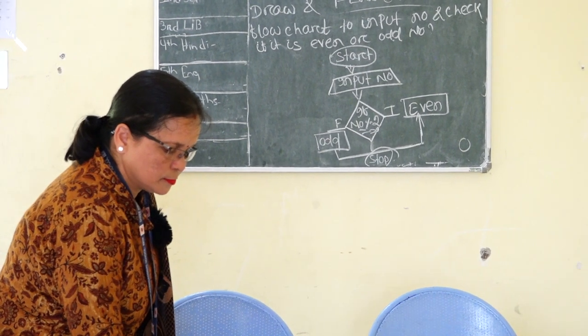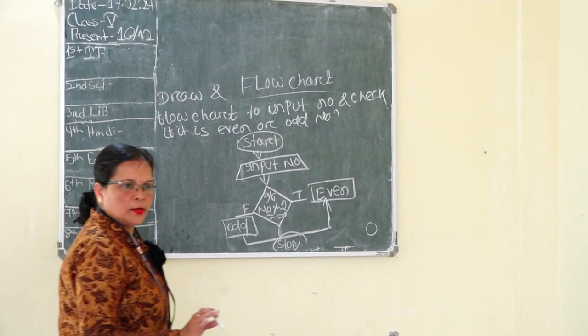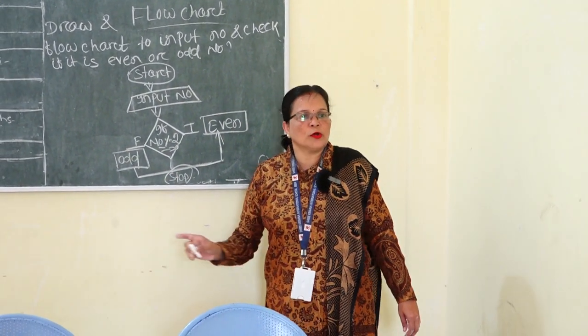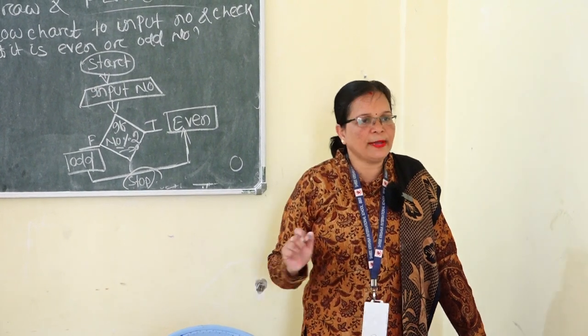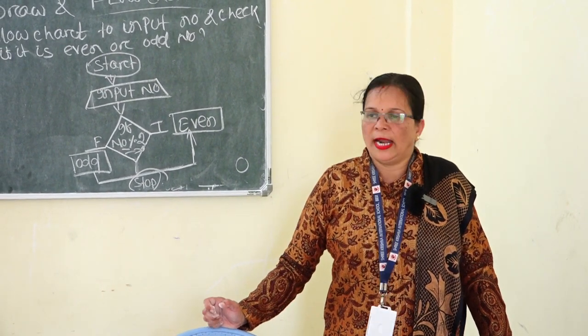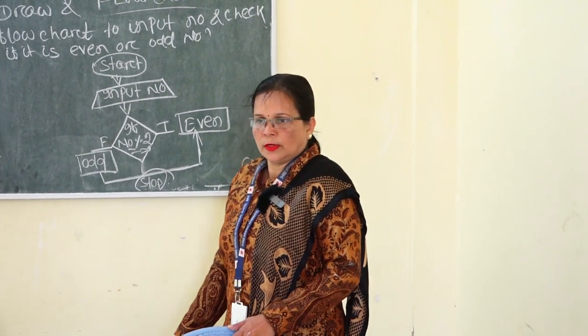Okay. Now clear? Yes. So double equal sign means the quotient may be whatever, but the remainder value must be 0, and specially double equal symbol means comparison. Now clear?